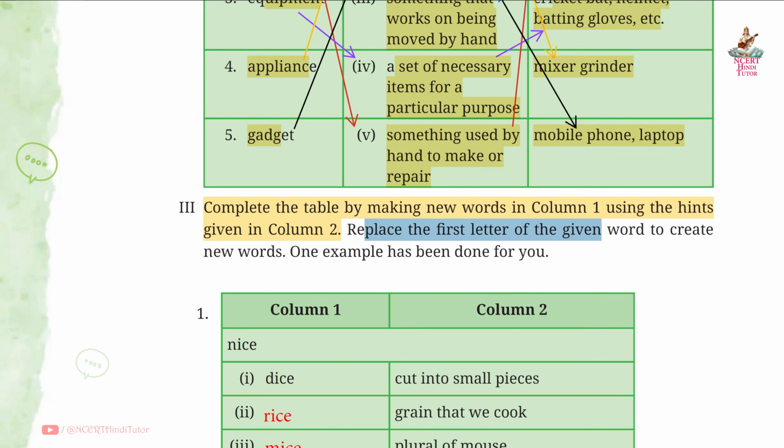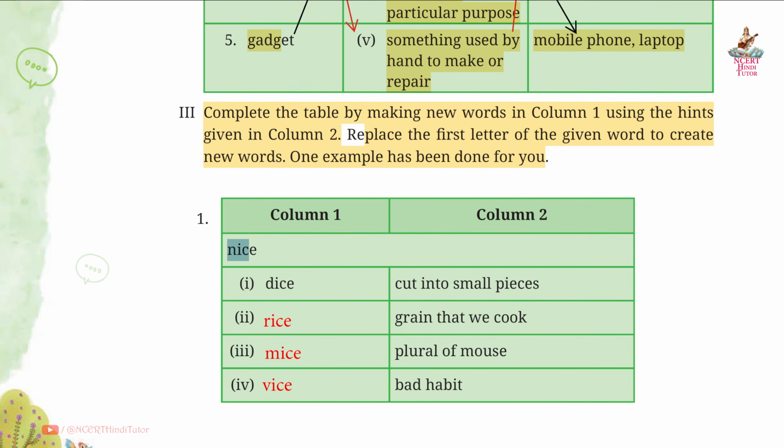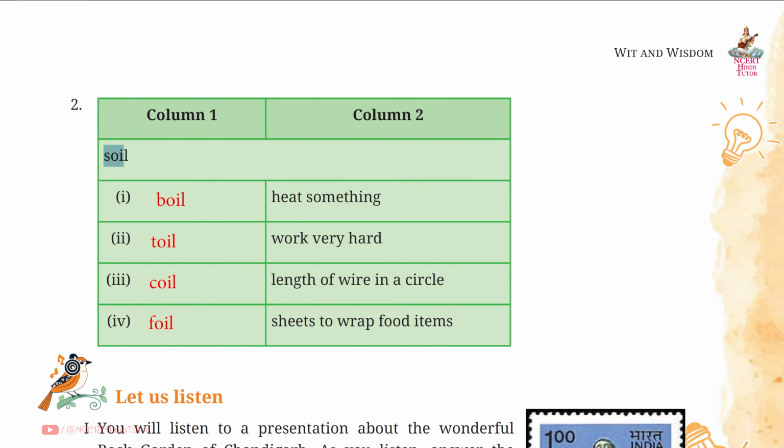Replace the first letter of the given word to create new words. One example has been done for you. So friends, like nice, then dice, cut into small pieces. Rice, grain that we cook. Third, mice, plural of mouse. Fourth, vice, bad habit.